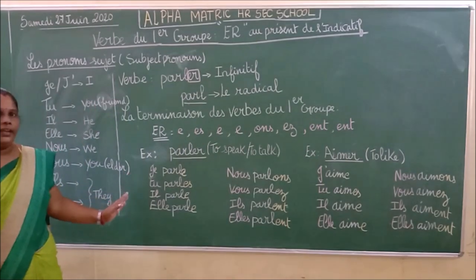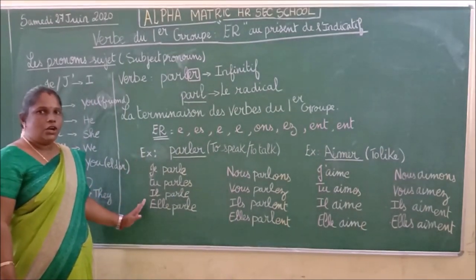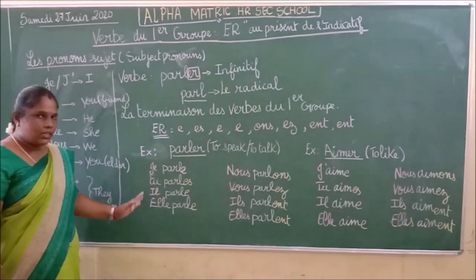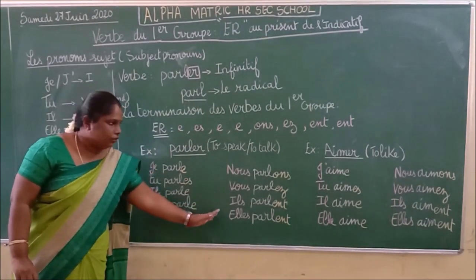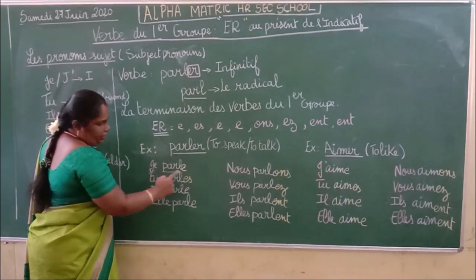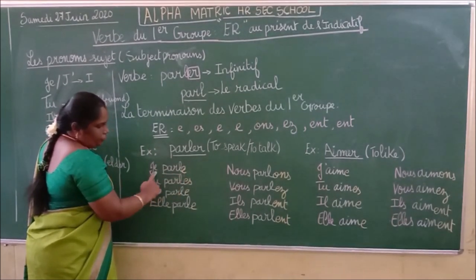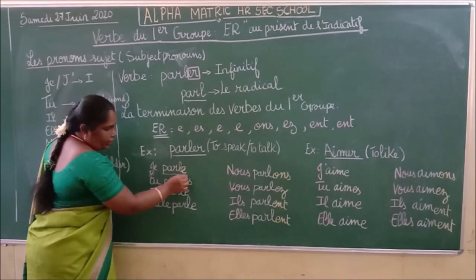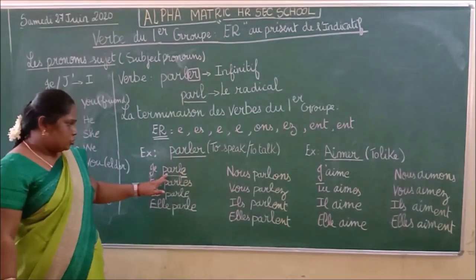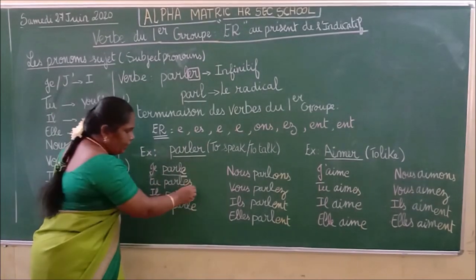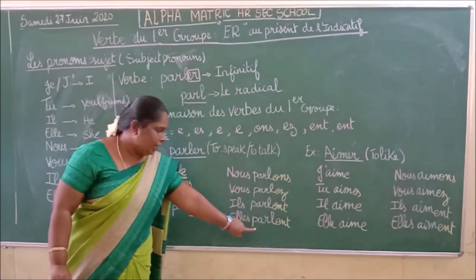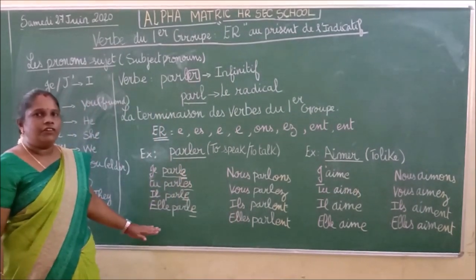So here I have given you one example of a normal verb, the verb parler. Parler is to speak or to talk. I have given the subject pronoun on this side. In front of each verb you have a subject pronoun. I have written par, and you can see I made a difference between the verb and the endings. So je parle, I speak. At the end you add the ending of each subject: je parle, tu parles, il parle, elle parle, nous parlons, vous parlez, ils parlent, elles parlent. So this is the conjugation of a first group verb.